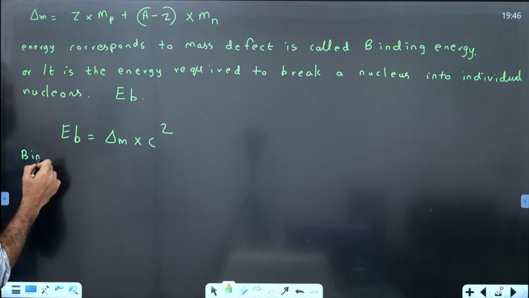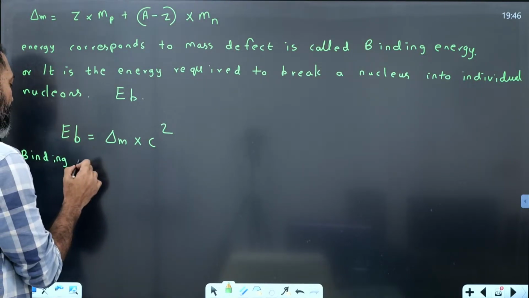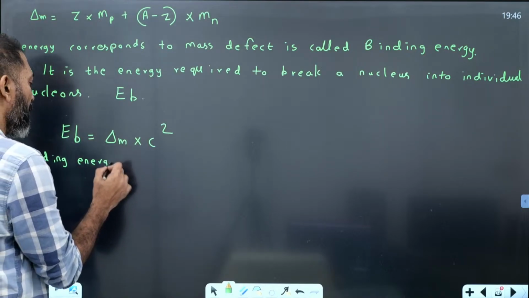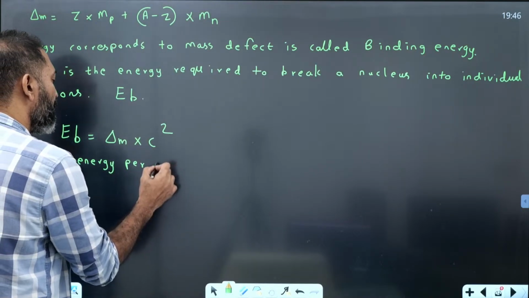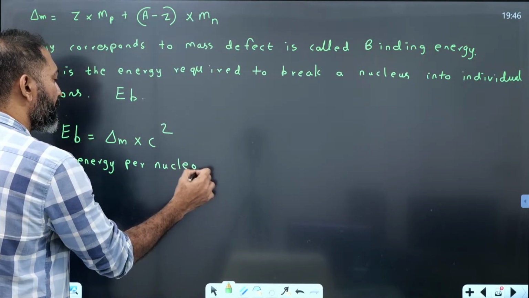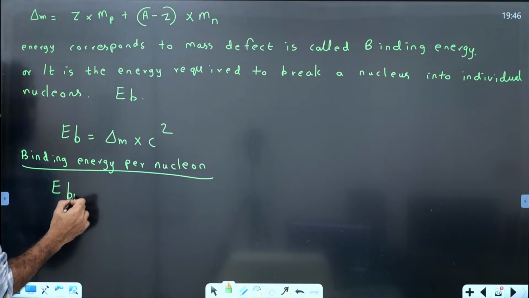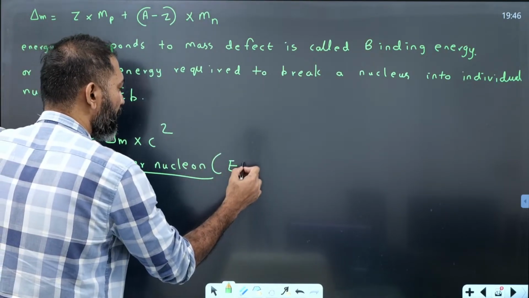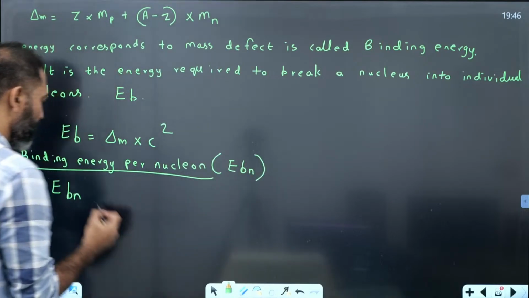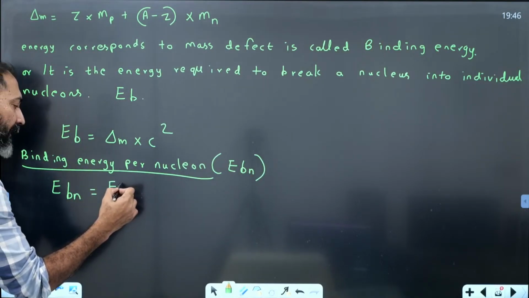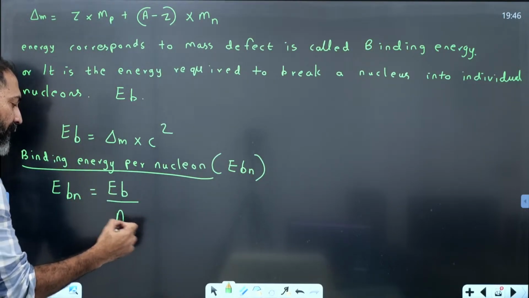Next is binding energy per nucleon. Binding energy per nucleon is denoted by EBN. EBN, binding energy per nucleon, is equal to binding energy divided by mass number.